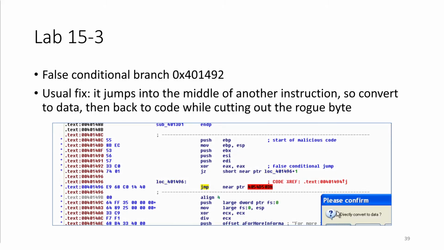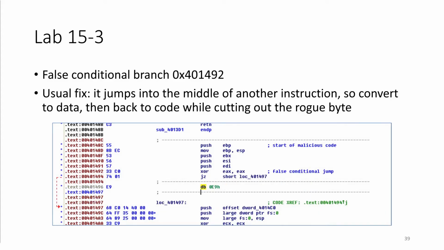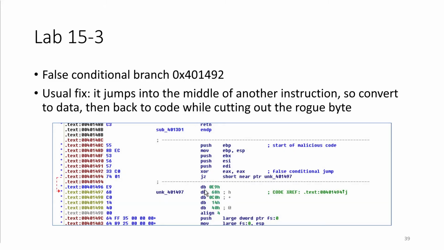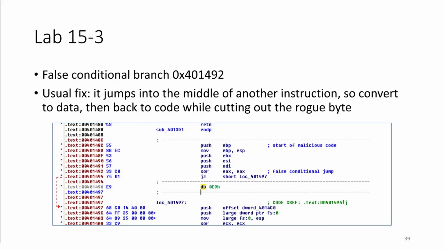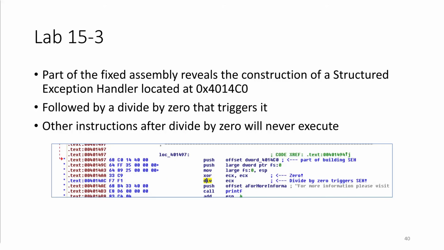Doing so leads us to the next anti-disassembly technique at hex 401492, which is a false conditional branch in the form of an XOR EAX instruction followed by a jump 0 instruction. We can apply the same fix of cutting out the rogue byte that we've been using over and over again throughout this demonstration, and move right along.